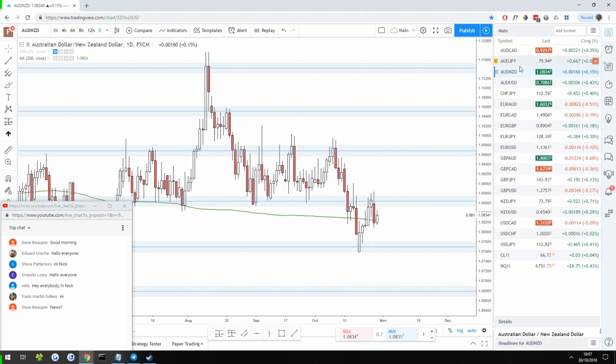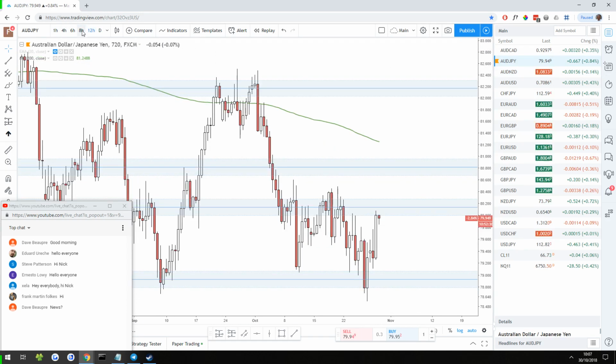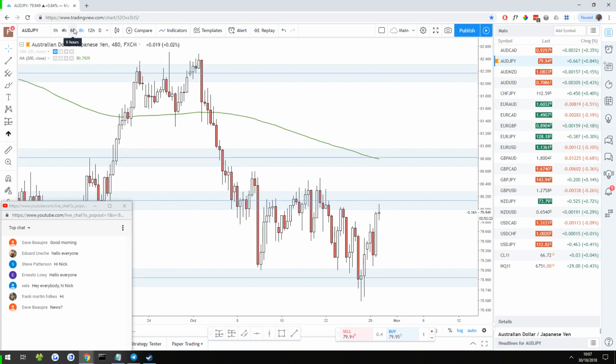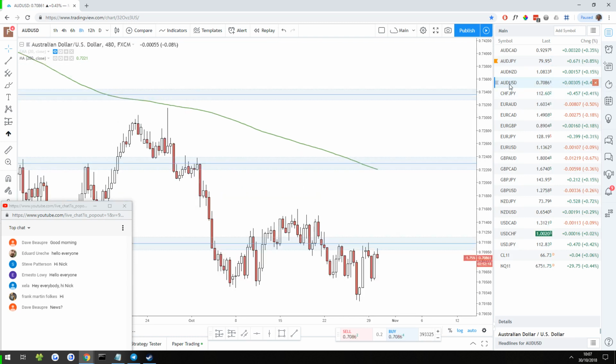I'm looking at that on the lower time frames, by the way, the 8 hour, something like that. But it could also just happen on the 12 hour. Don't rush into the trade, just, you know, think things through.